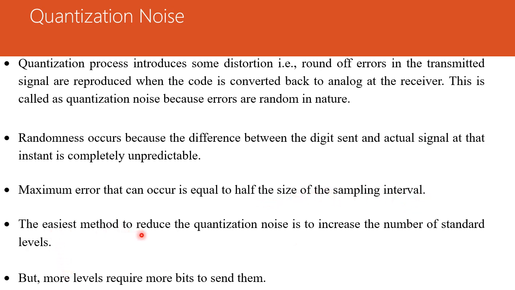The easiest method to reduce this quantization noise, or that random noise, is to increase the number of quantization levels. But more levels require more bits to send that particular code. That is, L is equal to 2 raised to n. If you want to reduce the quantization noise, then we have to increase the number of quantization levels. If we increase the number of quantization levels, then we have to represent each code with more bits. So that is one of the disadvantages.